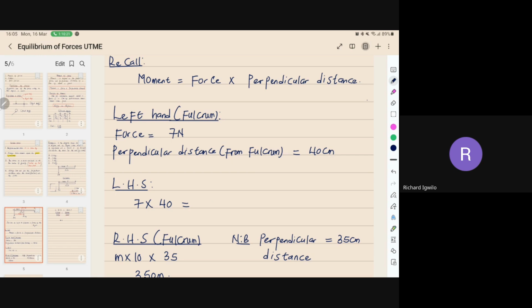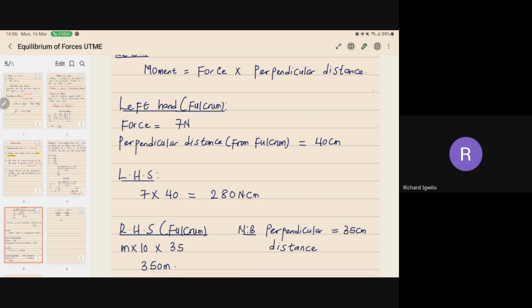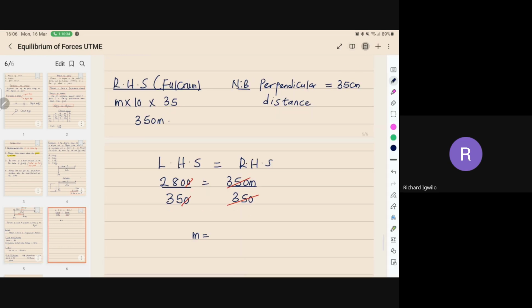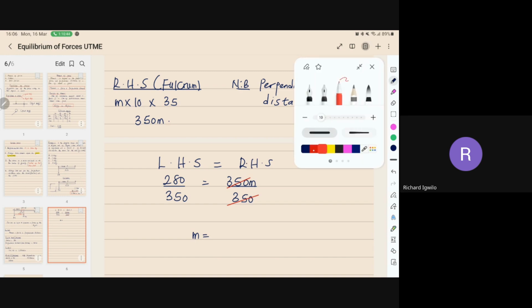So this is 280, right? This is the forces, right? And you're multiplying, this is Newton centimeter, right? Because you're working with moment of force. So after doing that, we're now dividing 280 by 350. Everyone in the house, hope you are following, guys. So here we'll cancel out.